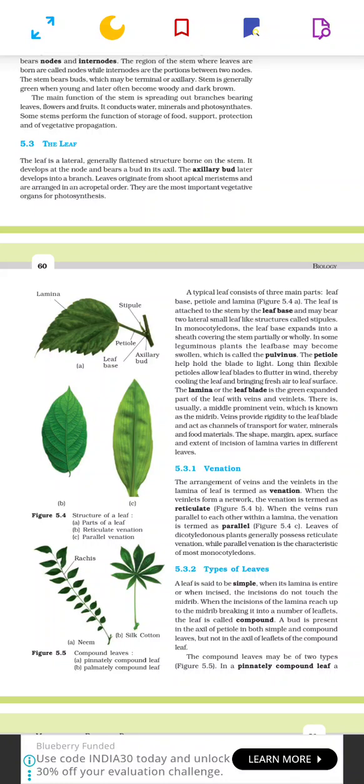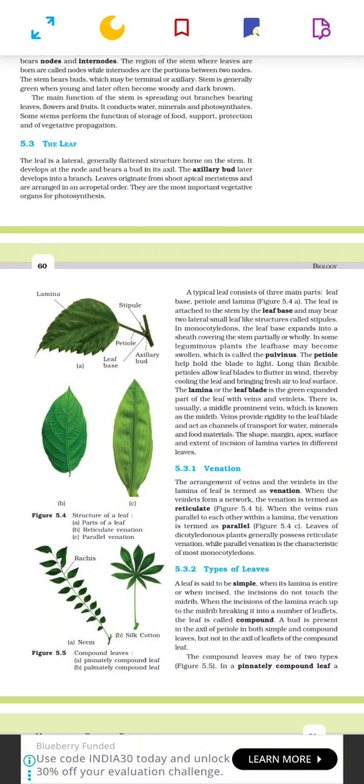In figure 5.4b and c, b represents the reticulate venation found in dicotyledonous plants, and parallel venation can be seen in monocotyledonous plants, for example in sugarcane and maize. Types of leaf. A leaf is said to be simple when its lamina is entire or when incised, the incisions do not touch the midrib.